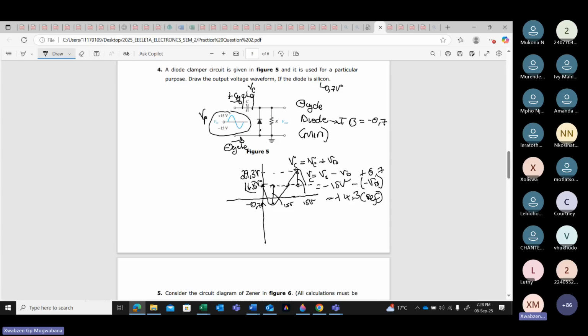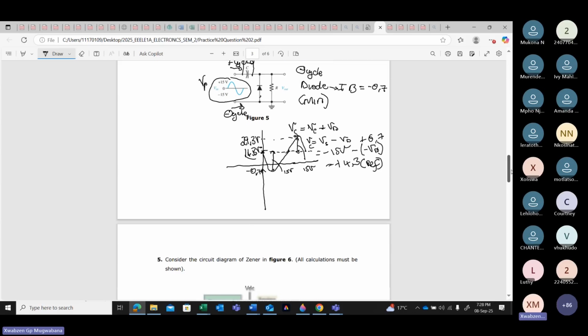Any question? Now, that is your positive clamper circuit. Then you swap this thing around, then you do your negative clamper circuit. Okay. That is the first one.